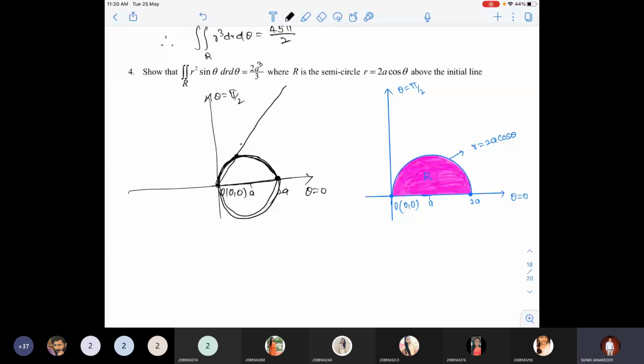Where is it started? It started at 0, 0. It is started at the initial line, that is theta is equal to 0. Where is it ended for the above initial line? 2a.